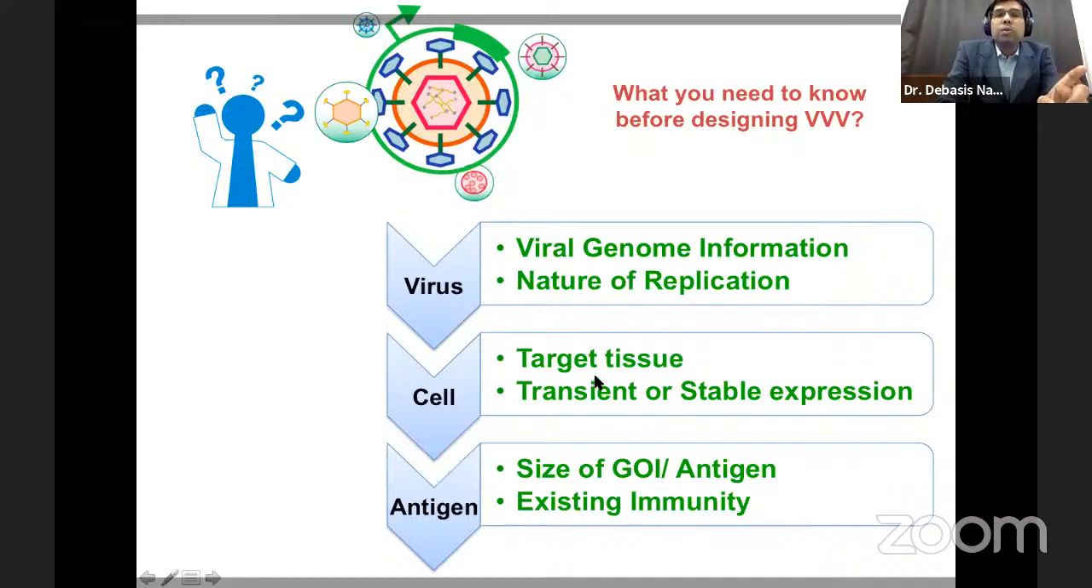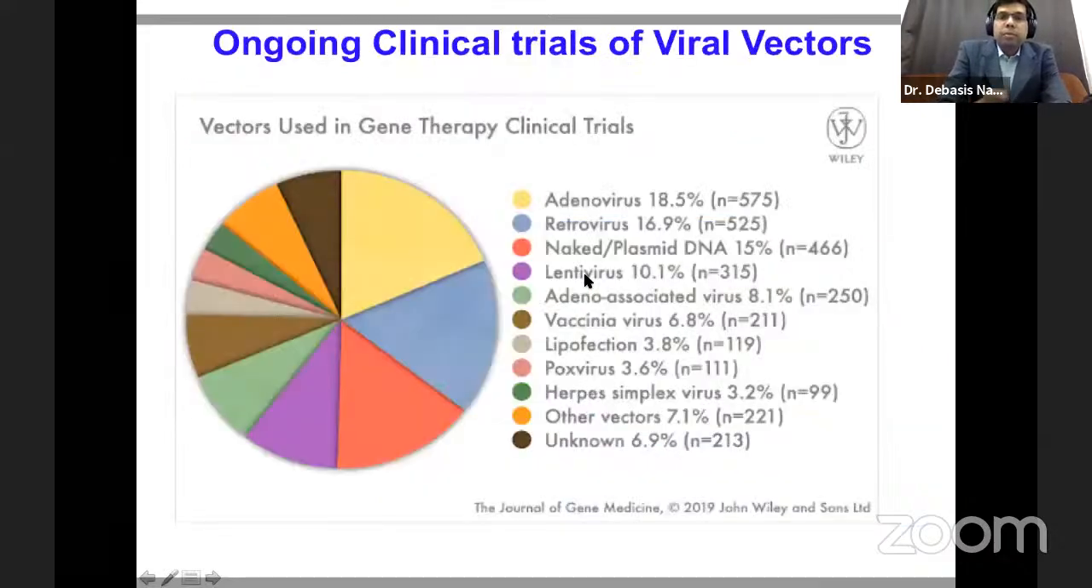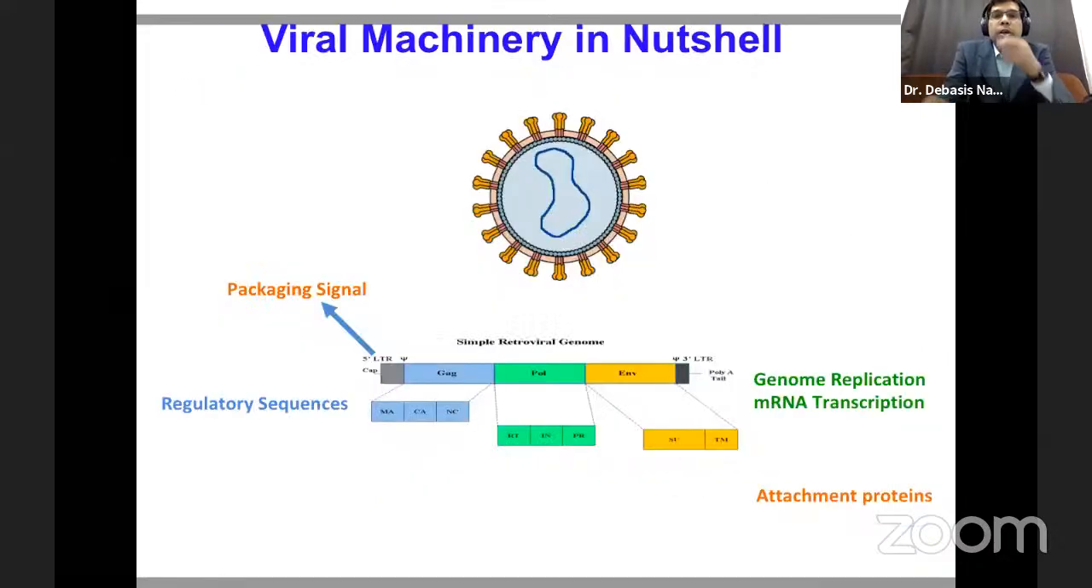We know the target tissue of corona is the lungs or epithelial cells. We know the vector is adenovirus. So three things we know now, and now we can design the vaccines. I'm not showing you this data now, I'll show you later.